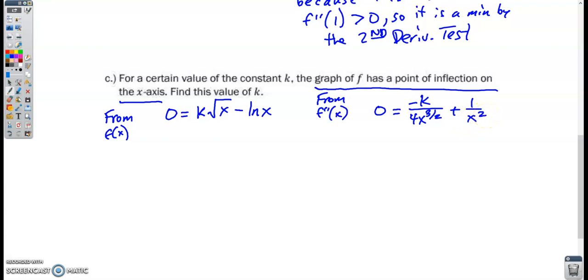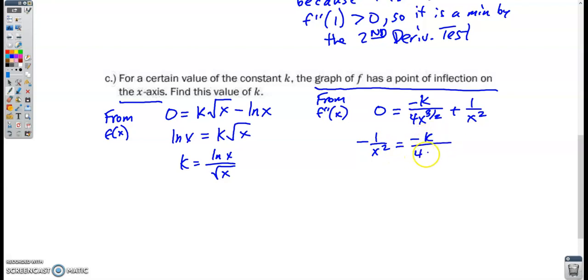Okay, and I can solve for k here. This gives me natural log of x is equal to k times the square root of x, and therefore k is equal to natural log of x over the square root of x. Over here, I'm going to subtract 1 over x squared from both sides. And a little manipulation gives me that k is equal to 4 over the square root of x. So k is equal to both of these things, therefore they are equal to one another.